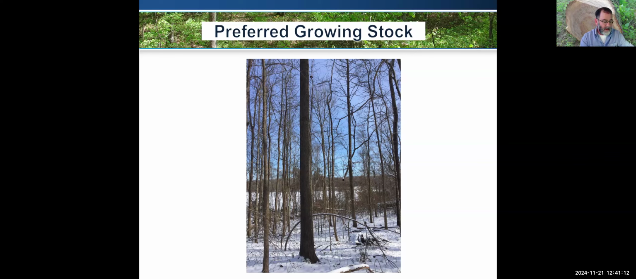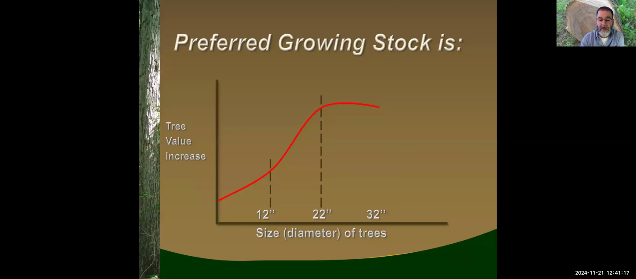We want to leave that tree. That's increasing in value exponentially. Here's another way of looking at it. If you look at these preferred growing stock trees, here's the size, here's the value, and that red line represents increase in value. So why do you want to cut something that's increasing in value at an increasing rate? Let's leave these trees as preferred growing stock. That's one of the problems with diameter limit cutting, which is another presentation in itself, that I'm adamantly opposed to in most cases, because these preferred growing stock trees get sacrificed in that system.